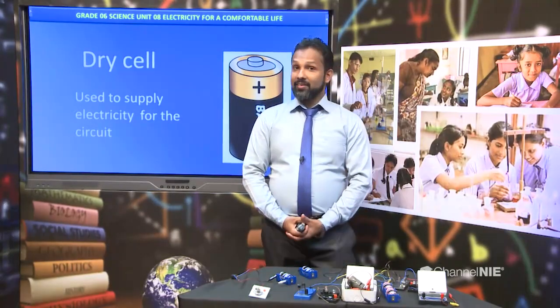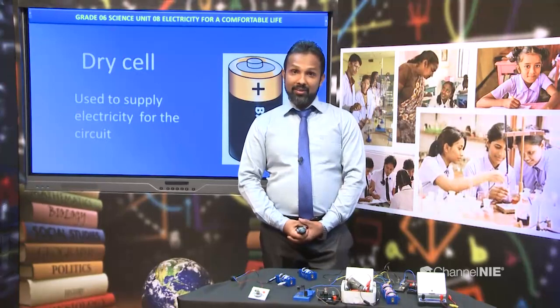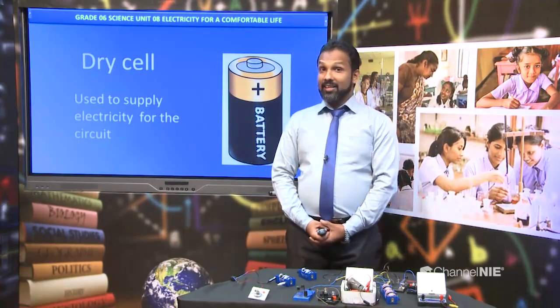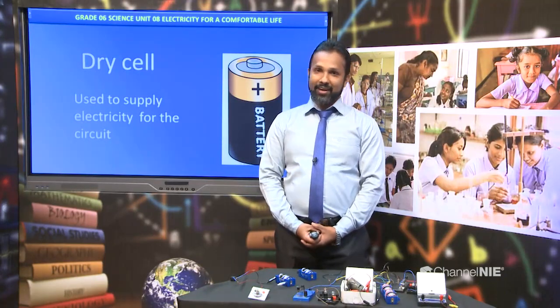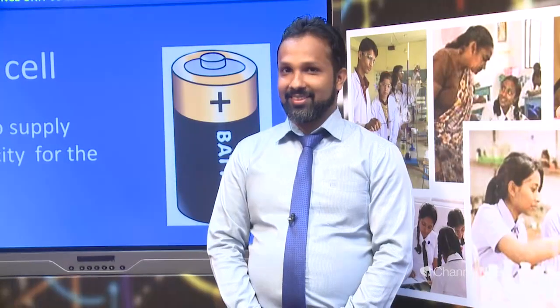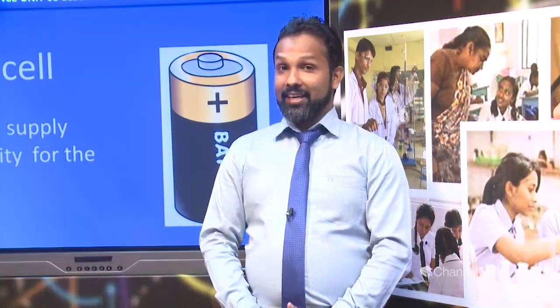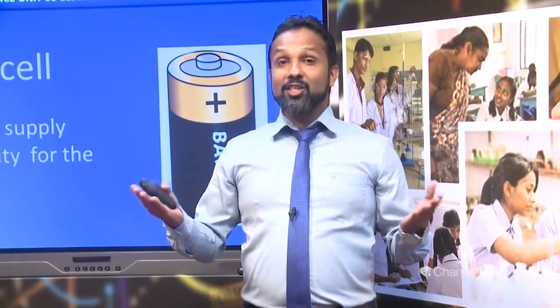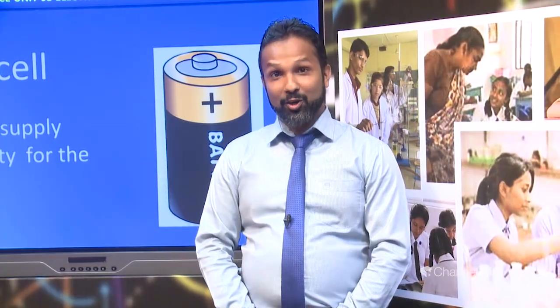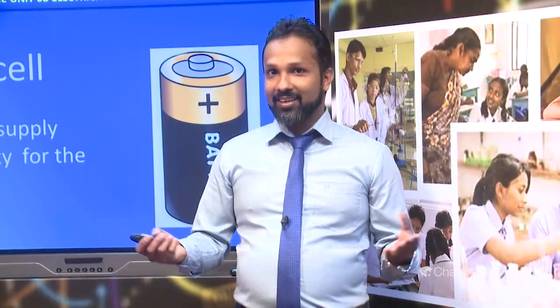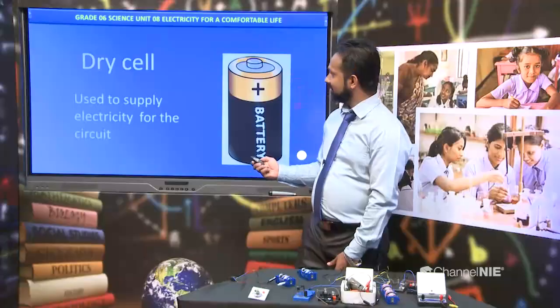My dear children, can you remember a dry cell consists of two terminals? What are they? Each and every dry cell consists of a positive terminal and also a negative terminal. You can watch.